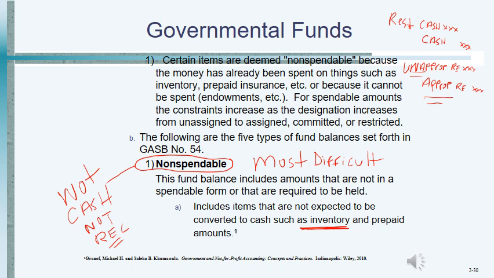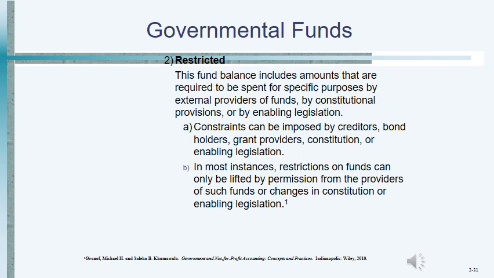Well, the government does the same thing, right? Only instead of having two categories, appropriated and unappropriated, we have these 5 categories, and we list them in order of difficulty to spend. Most difficult to spend is, obviously, the non-spendable. Inventory is a classic example of that. Now you come over, and the next category, going from hardest to spend to easiest, is restricted.